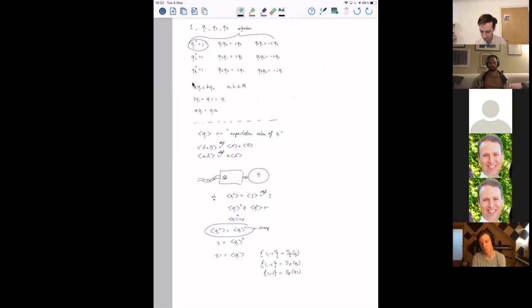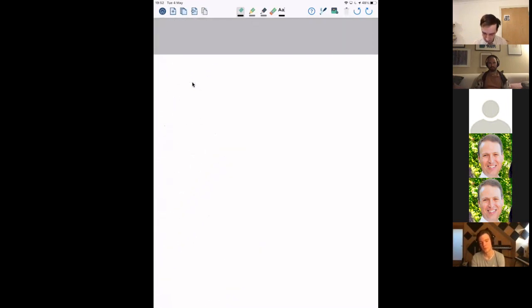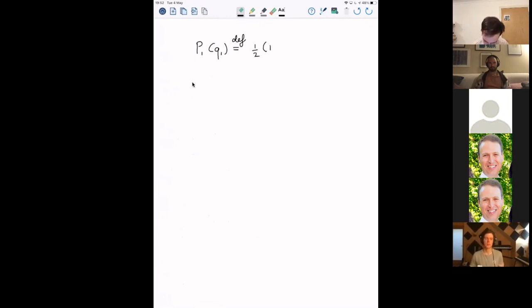Okay, now I wanted to speak a bit about the expectation value and the probabilities of measuring one of these outcomes. And I want to do that by looking at a new observable, or a new descriptor, which I will call P1 of, for example, Q1. And this is defined as this.